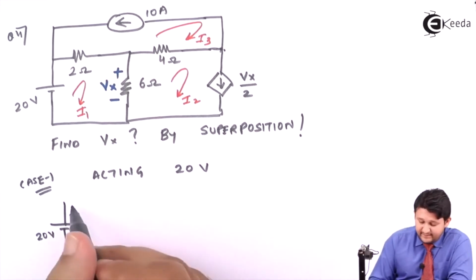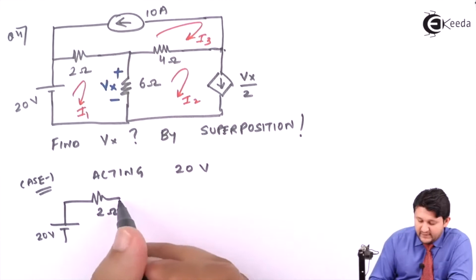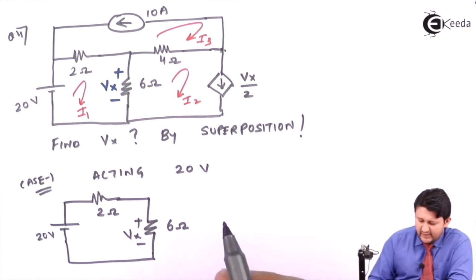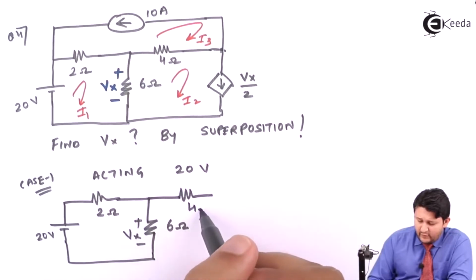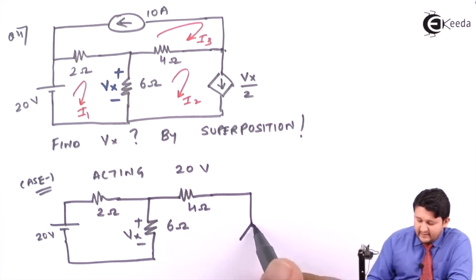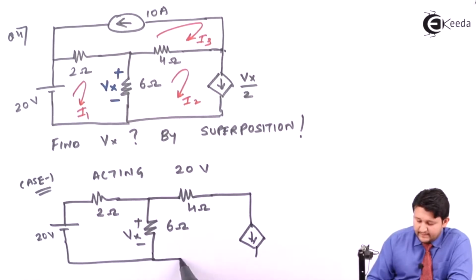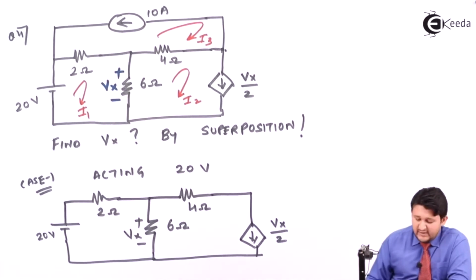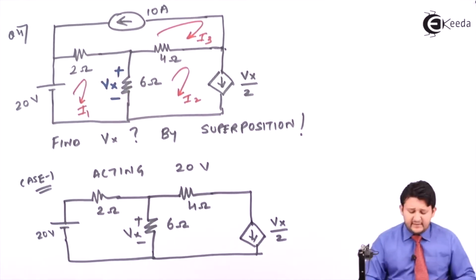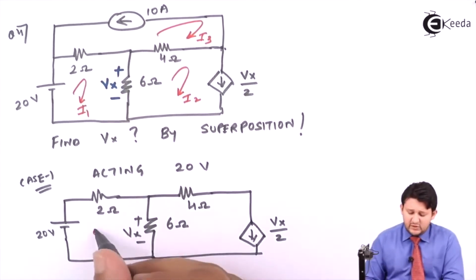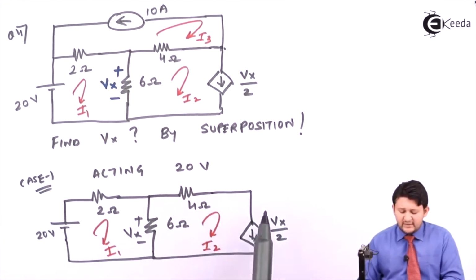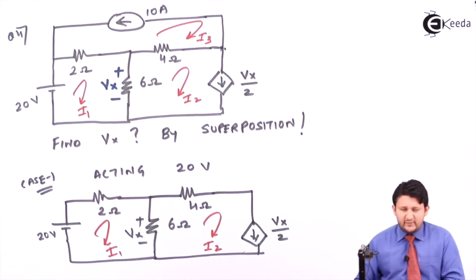20 volts, 2 ohms, 6 ohms, plus or minus Vx dependent voltage, 4 ohms, again the current source, Vx. So let's solve it. Ultimately, I need to find Vx. This can be solved by either mesh or supermesh. So let's see which logic it can be solved with. Make sure this network is drawn by you before proceeding further.